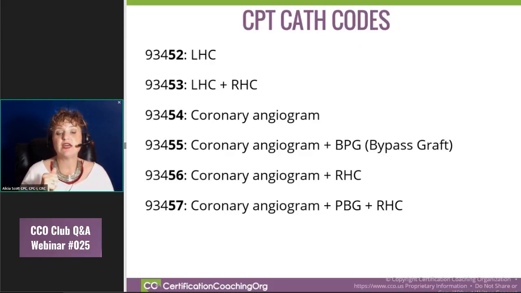So left heart cath, we have one code. We have one code if we do a left and a right heart cath. We have one code for a coronary angiogram, but we can do other things with the coronary angiogram, and if we do, then we have additional codes that we can use. So you wouldn't use 93454 and 93451. You would use 93456 because that's a coronary angiogram and a right heart cath. Okay, makes sense so far.